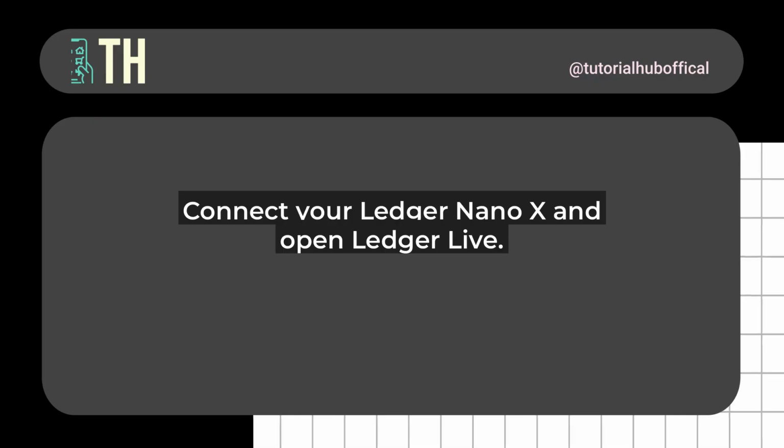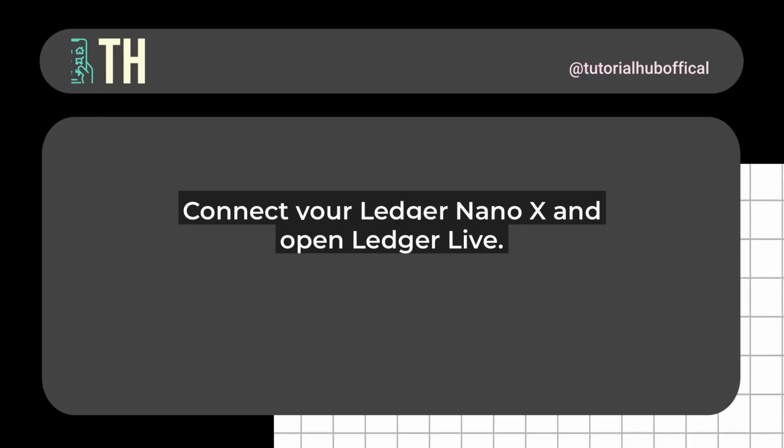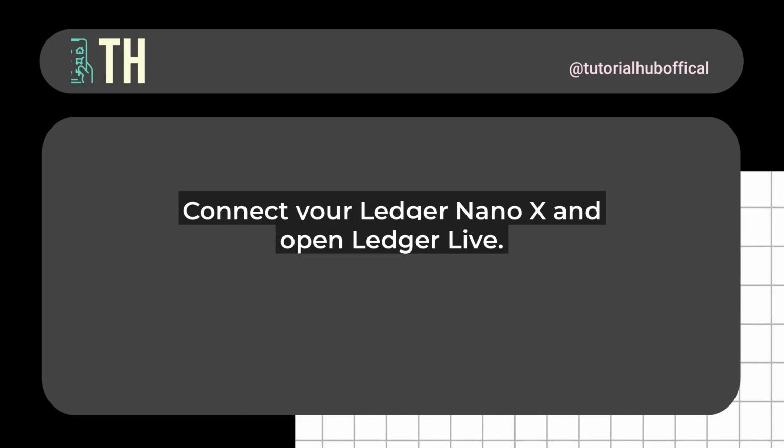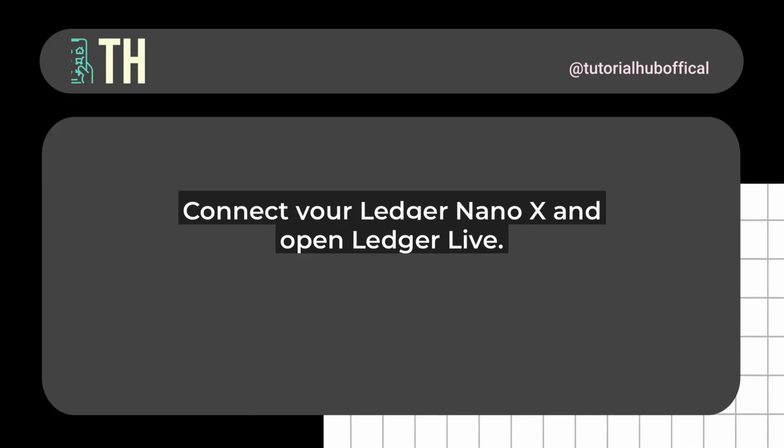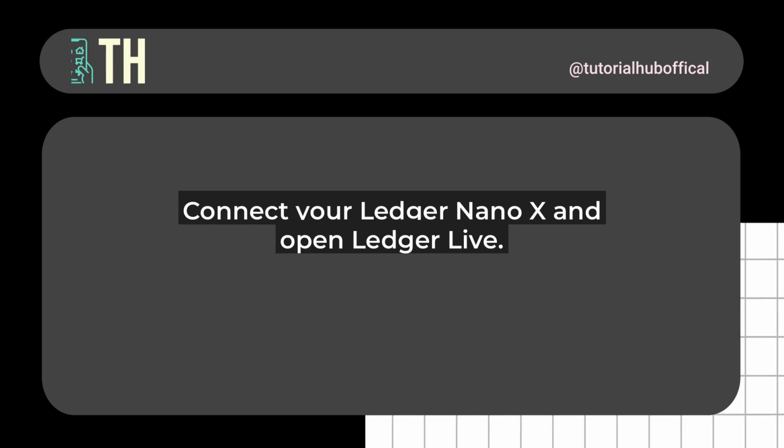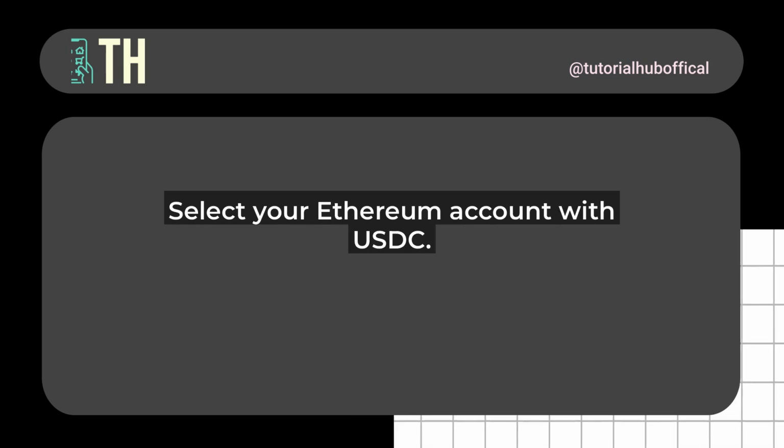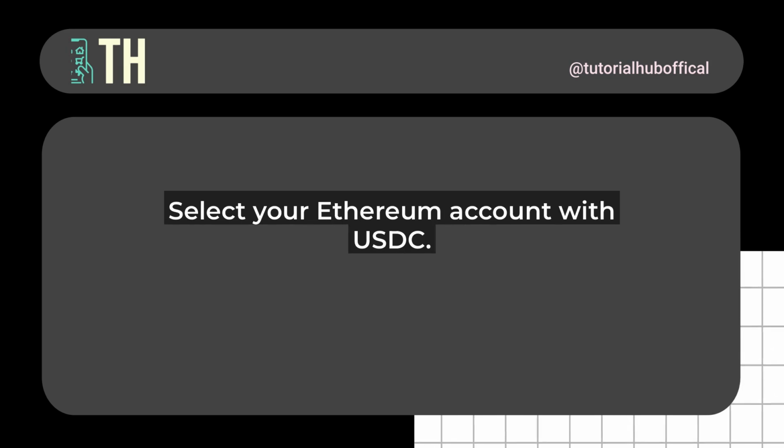Step 1. Connect your Ledger Nano X to your computer using the USB cable and open the Ledger Live app. If you haven't already, install the Ethereum app on your Ledger since USDC is an ERC20 token. Once that's done, unlock your device with your PIN.